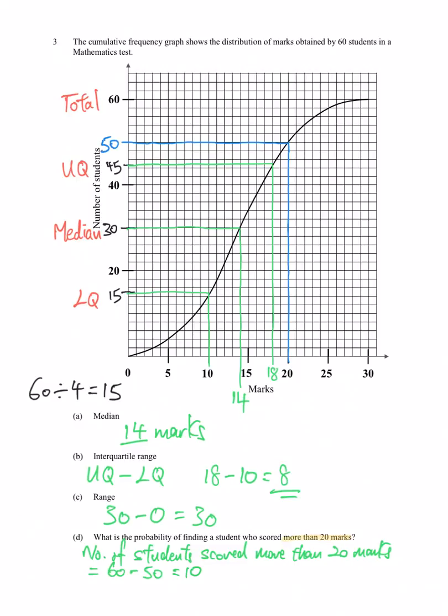However, please take note, you want to find the probability. The probability of finding a student who scored more than 20. In this case, I have 10 students who scored more than 20 marks out of a total 60 students. Put to simplest form, I have 1/6. The probability of finding a student who scored more than 20 marks is 1 out of 6.